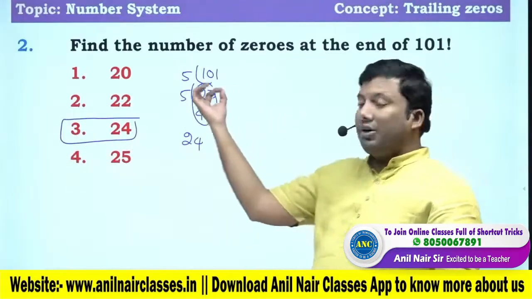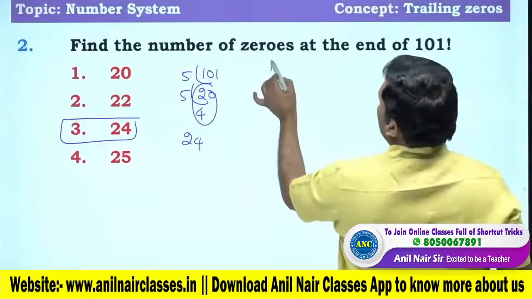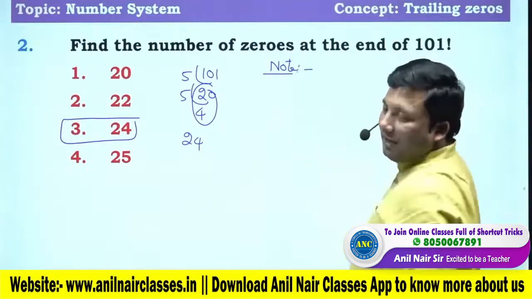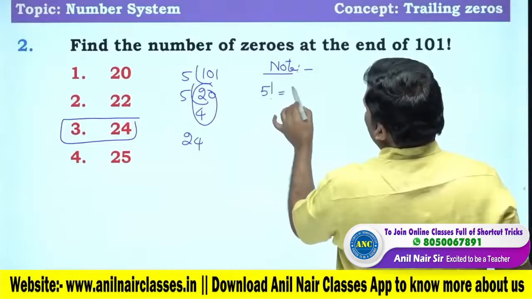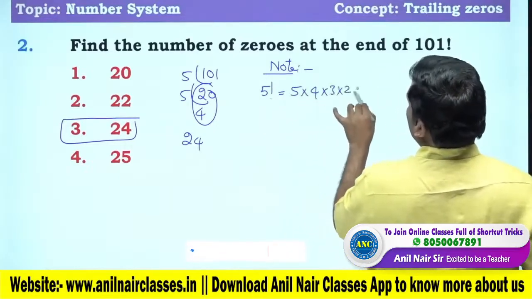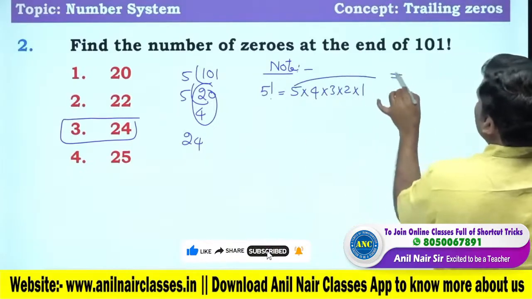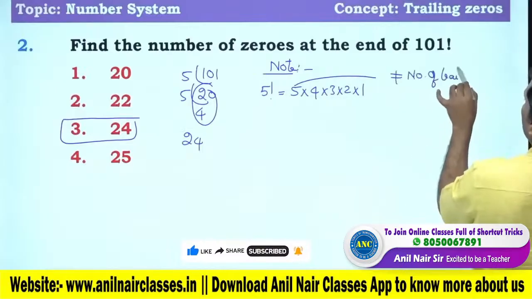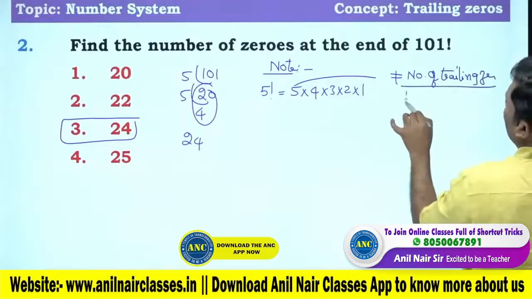What is important for me is not this question. Now see here. Note. Listen carefully. Very, very important note. 5 factorial is 5 into 4 into 3 into 2 into 1. How many zeros are there at the end? Number of trailing zeros is based on the highest power of 5. So 1 power it is there.